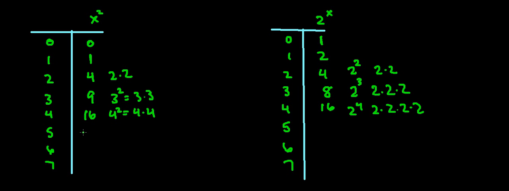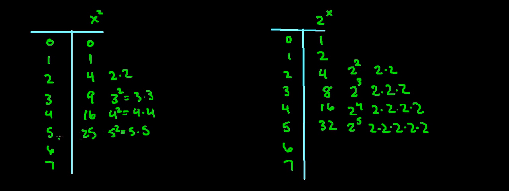But now we're going to start seeing separation between these two functions. Now we're going to get 25. 5 squared is equal to 5 times 5. Now here we're going to get 2 to the fifth. 2 times 2 times 2 times 2 times 2. So we're multiplying it by an additional 2 again from this previous one. And that's going to give us 32.